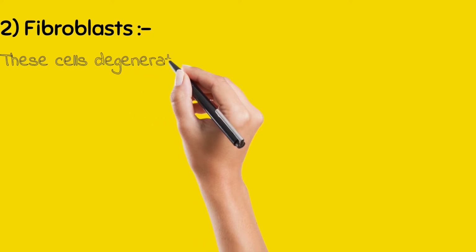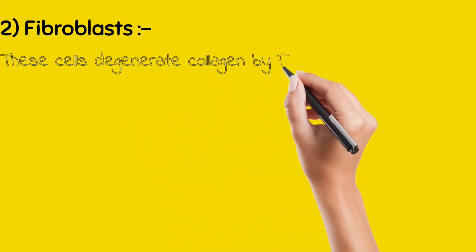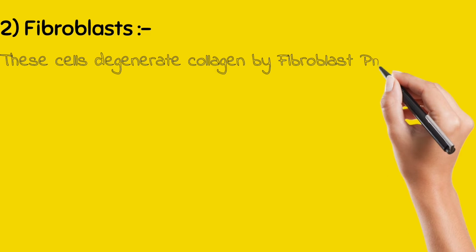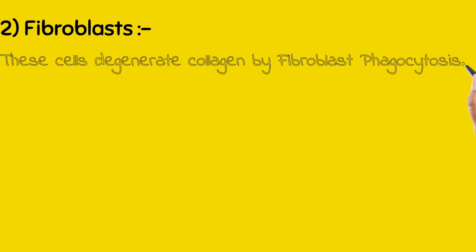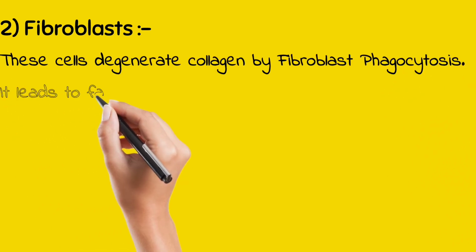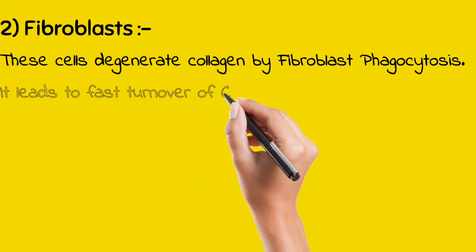Next, we will study the fibroblast. These fibroblast cells degrade the collagen by fibroblast phagocytosis. It leads to the fast turnover of the collagen in the periodontal ligament.